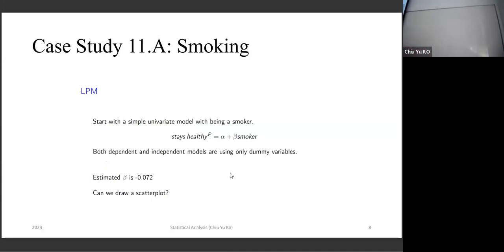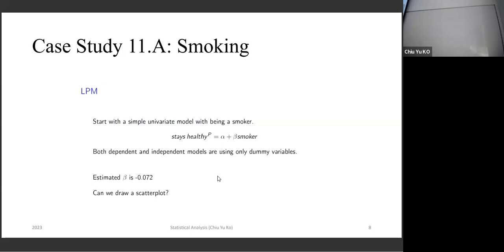Look at the linear model, look at smoke, whether smoke and healthy. Remember the healthy is a 0-1 variable. Smoke is also 0-1, you smoke or not smoke. So look at the coefficient, it is 0.07. What does that mean?